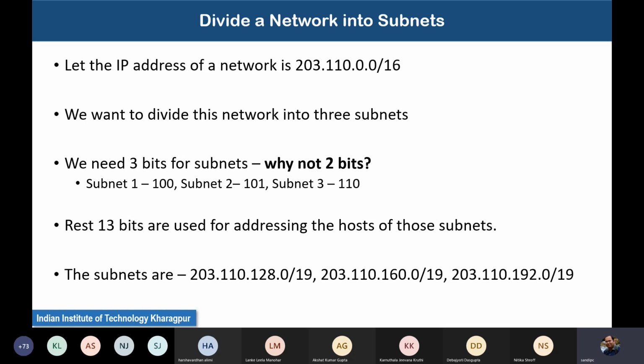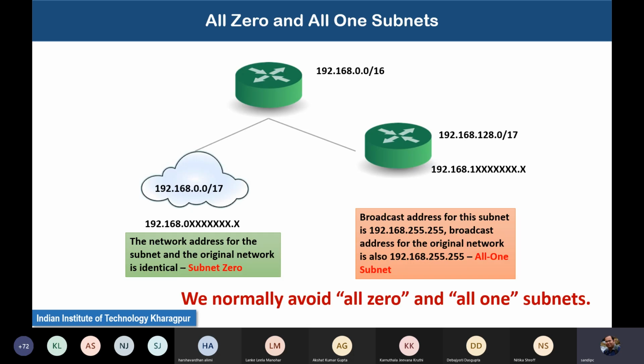Let me know if you have any doubt, because later on you have to solve this kind of problems yourself. Okay, assuming that the idea is clear to you. Well, now let us see why we should avoid all 0 and all 1 subnets.